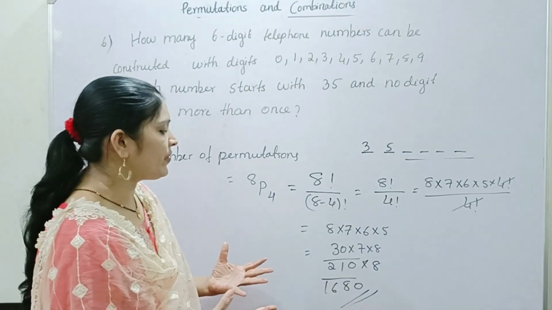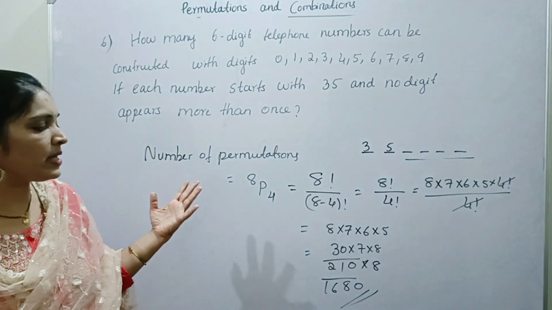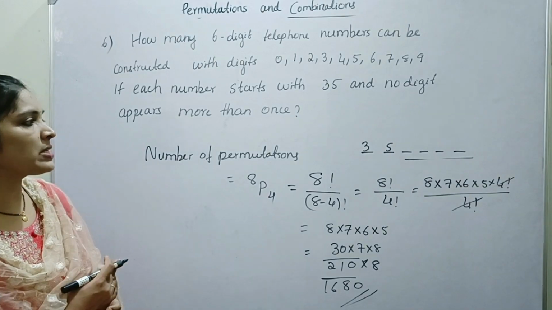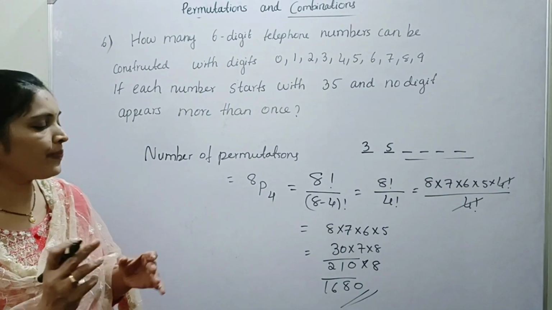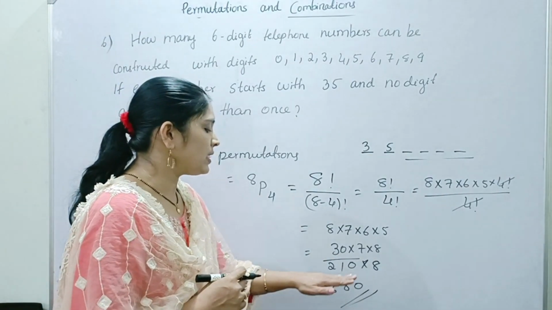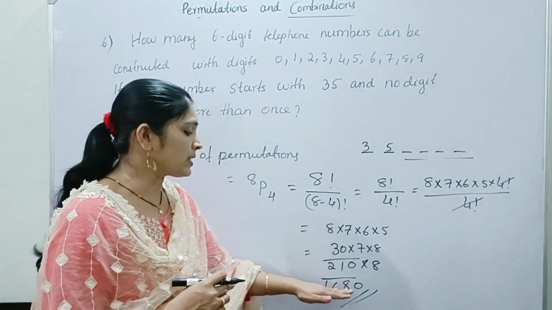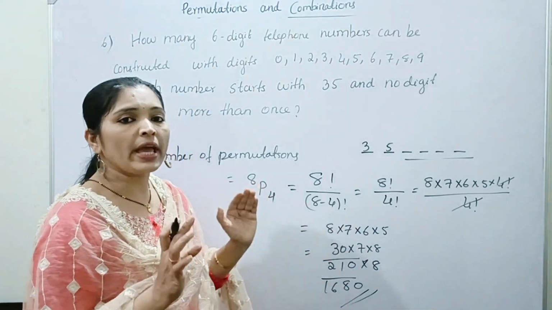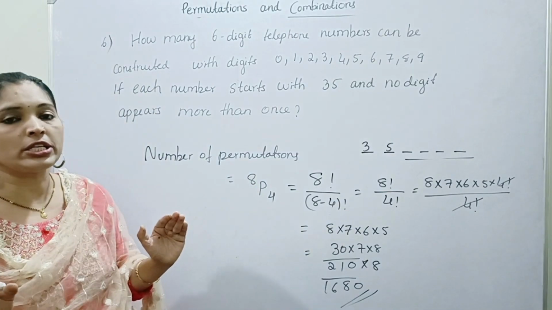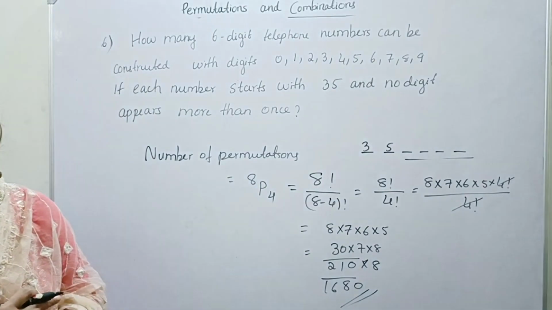So in how many ways can we arrange these 6-digit telephone numbers with 35 as the first digits? In 1680 ways we can arrange 6-digit telephone numbers starting with 35.